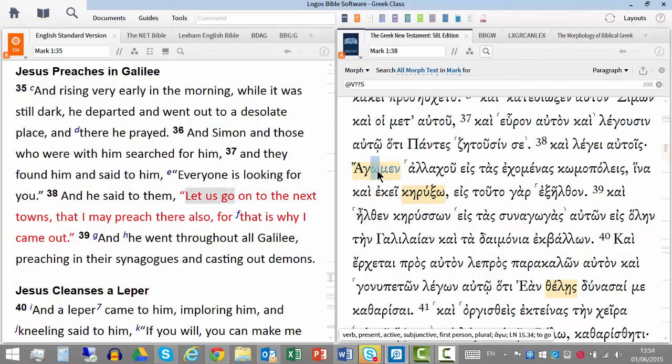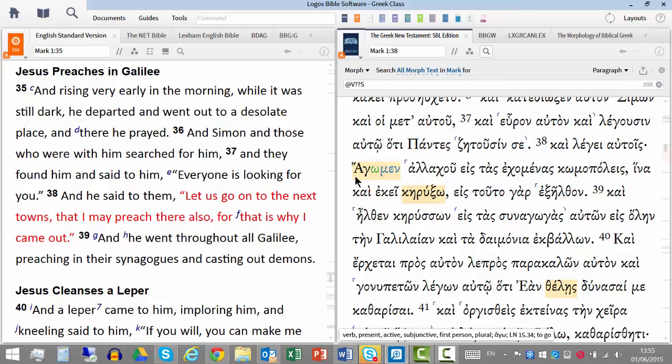If this was indicative, this would be omicron. It would be agomen, but we have agomen. The distinction in pronunciation is very slight. Agomen. This means let us go. You know it's not aorist because there's no sign of the telltale sigma.